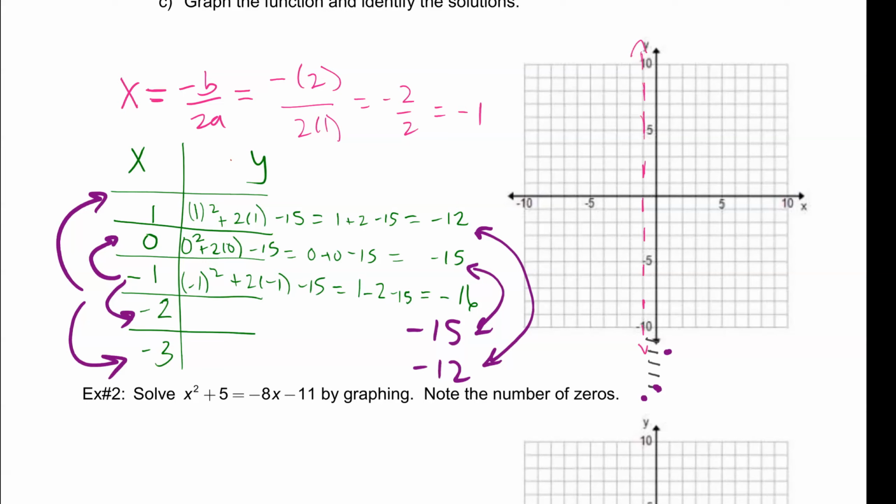What if I put a 2 in there? Do we know what the y value would be? All right, 2 squared plus 2 times 2 minus 15. 4 plus 4 minus 15. So that's -7. So 2, -7.